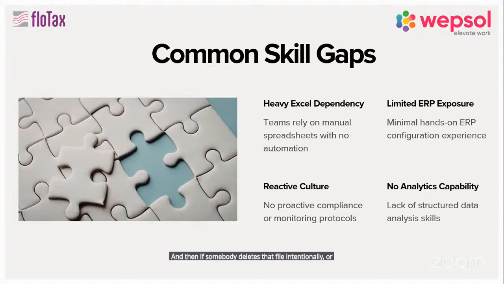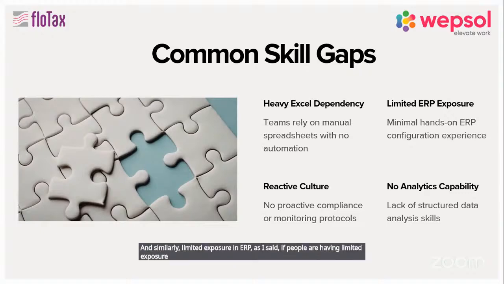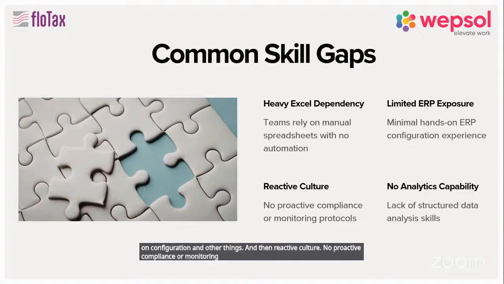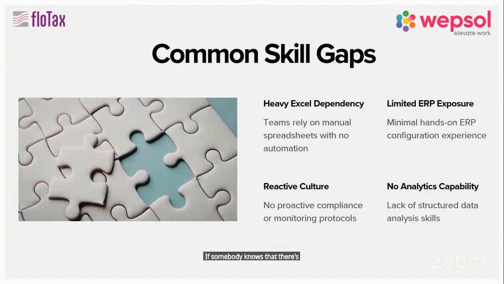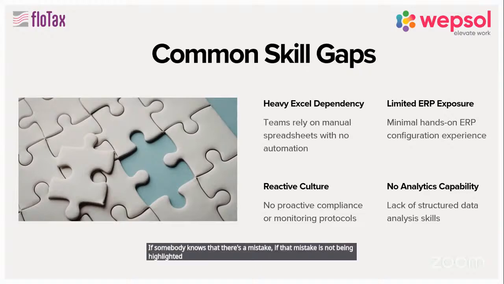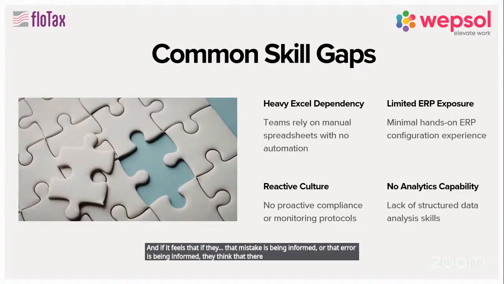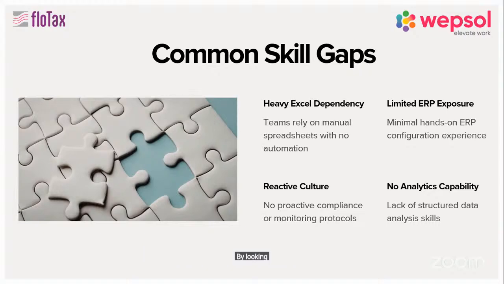And similarly, limited exposure in ERP. If people have limited exposure, management can give them exposure by providing training in ERP configuration and other things. Then there is reactive culture, with no proactive compliance or monitoring protocols. If somebody knows there's a mistake, and feels that informing about the error means a failure on their part, they put it under the carpet.